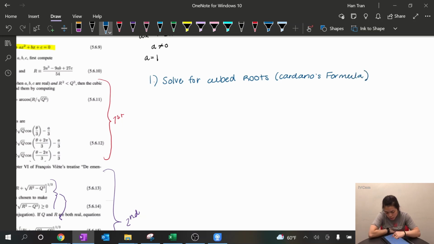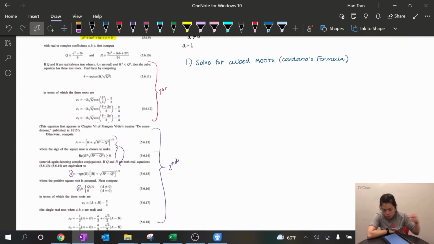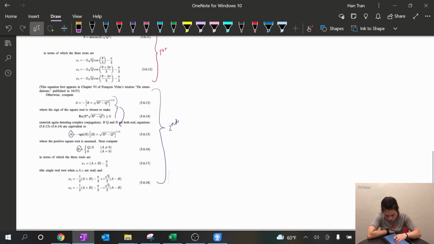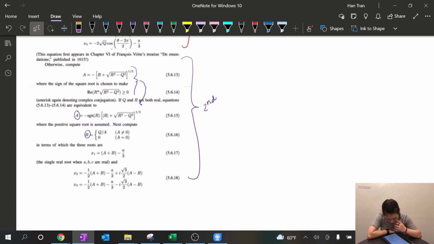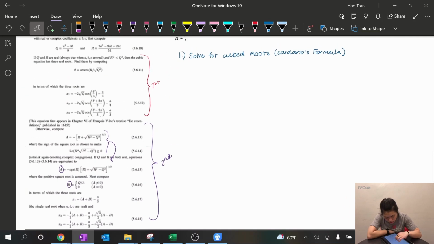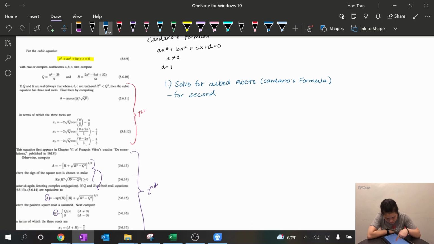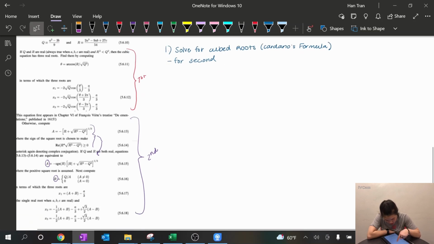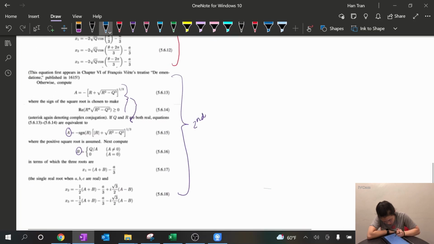To solve for the cubed roots, what we're going to do is work backwards. This is the list of how you would go from start to end. For the second option, what we want to do is find this value here for the roots.